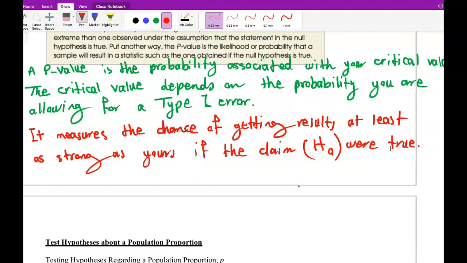Okay, I want to add one more thing about that p-value. What is the relationship between the p-value and the null hypothesis? The p-value is the evidence against a null hypothesis.